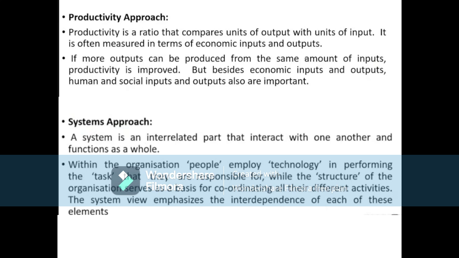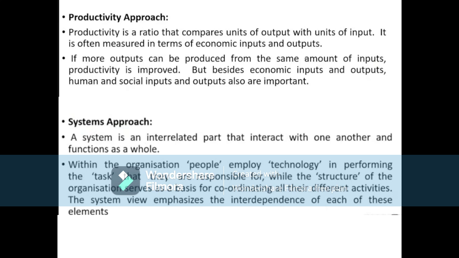Here productivity means not only the production of goods but also human aspects, social aspects, and economic issues. In all these aspects we should also see productivity. So productivity is a significant part of all these decisions: human decisions, social issues, economic issues.